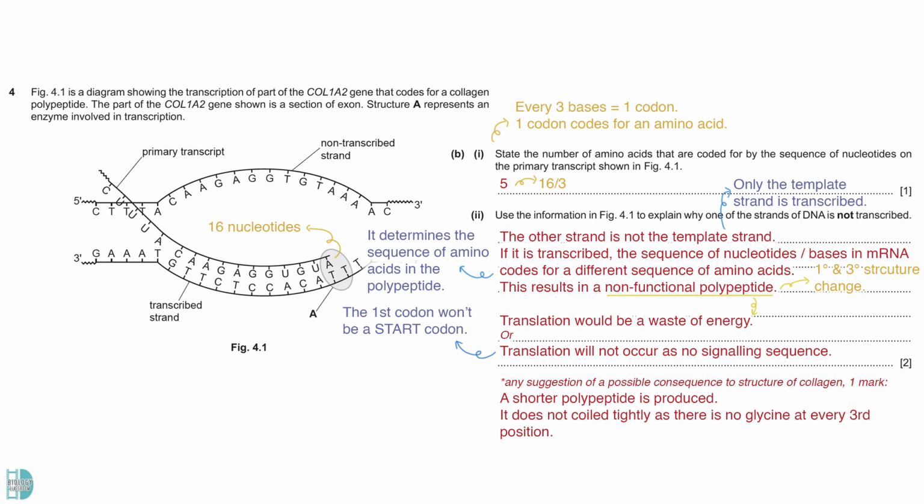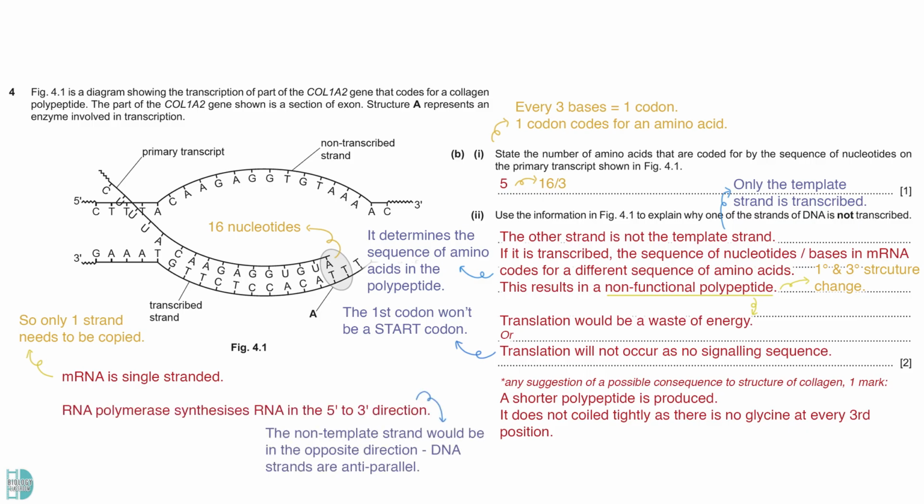For example, one of the codons in the middle may be a stop codon. This causes a shortened polypeptide to be produced. Another reason is that mRNA is single-stranded, so we do not have to copy both strands to produce a double-stranded molecule. Lastly, RNA polymerase can only synthesize RNA in the 5' to 3' direction. The non-template strand would be in the opposite direction as the DNA strands are anti-parallel.